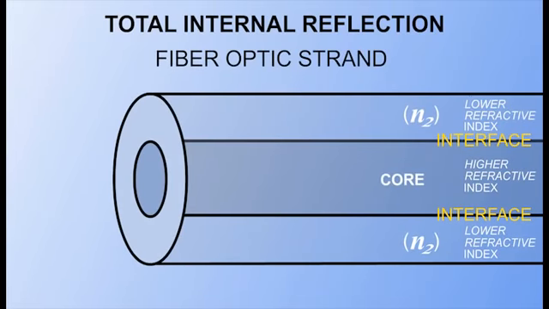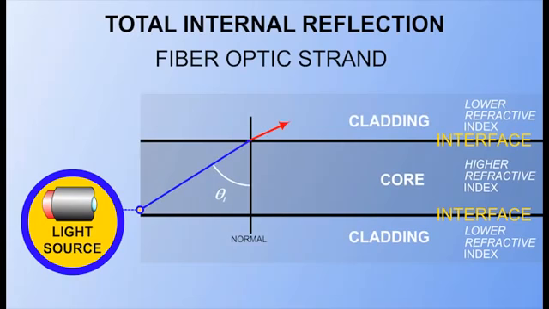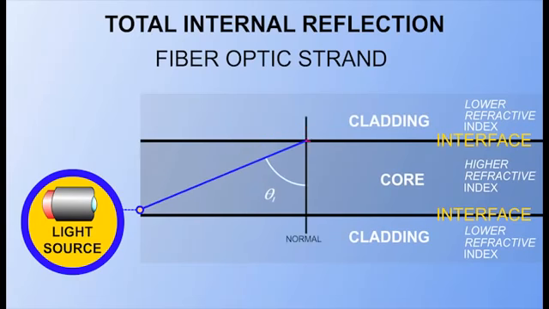The core has a higher refractive index than the surrounding cladding. A light wave from the core will increase in speed when it enters the cladding, which has a lower refractive index. Notice that as the angle of incidence becomes greater, the angle of refraction approaches the boundary or interface. If the angle of incidence is such that the refracted light wave travels along the boundary between the core and the cladding, it is known as the critical angle.